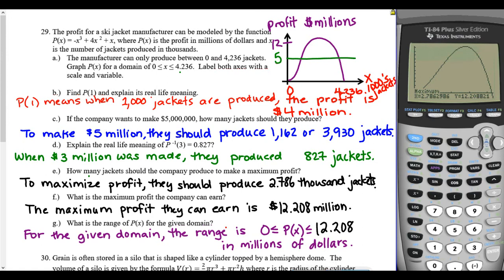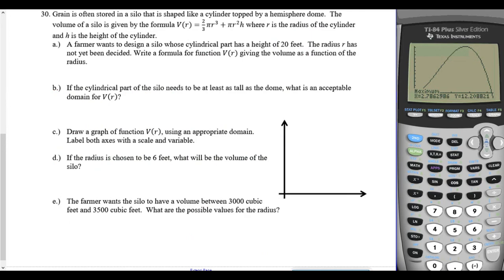Okay, on the last question here, we've got grain being stored in a silo that is shaped like a cylinder with a hemisphere dome. So we're going to have some sort of cylinder shape here. And then on the top of that cylinder, we're going to put a half circle, half sphere dome on there. So here's our volume. It's given by this formula.